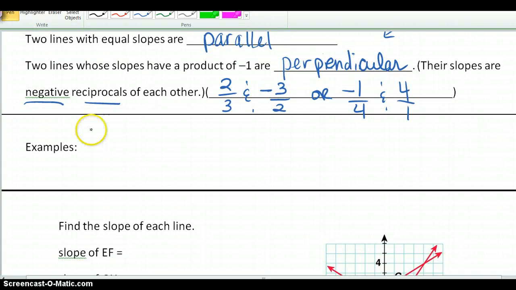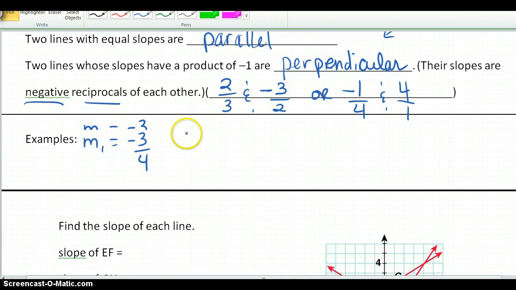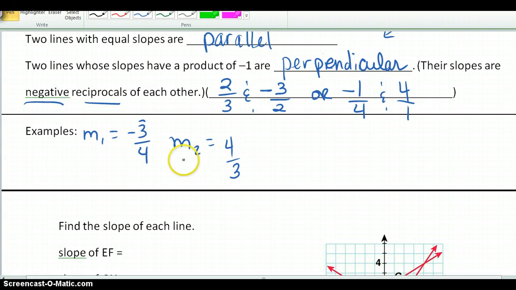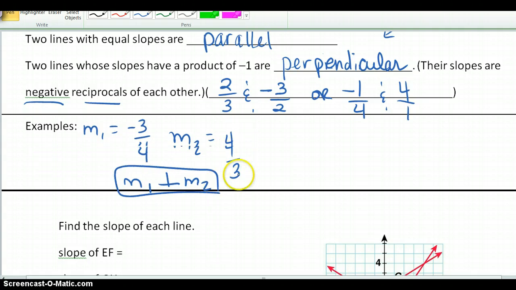Okay, let's move down to this part where we have an example of that. What if you were given a slope of -3/4, and a second line had a slope of 4/3? Are those two perpendicular to each other? Yes. You could say that M1 is perpendicular to M2 because -3/4 and 4/3 are negative reciprocals of each other.